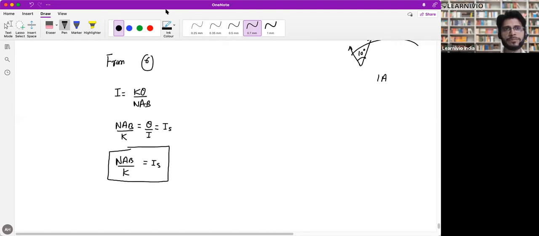Is it clear? Physically, it simply means deflection in the galvanometer when 1 ampere current passes through it. That's current sensitivity. Nazira, Noor, is it clear? Yes, sir.